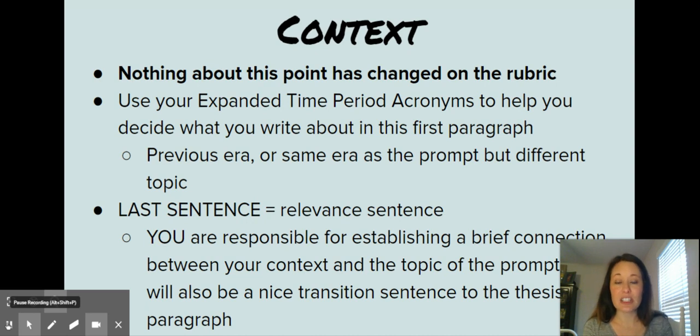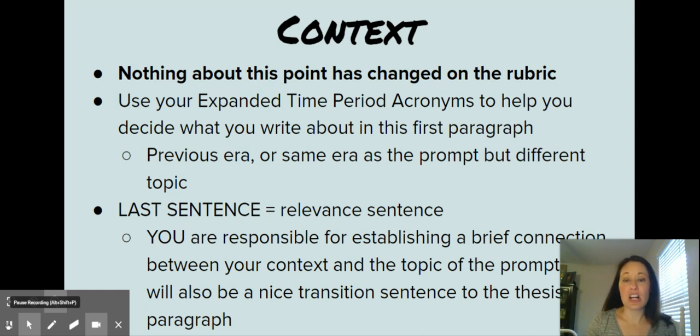I always like to look to the previous time period first. And if I absolutely can't find anything in the time period before the dates given in the prompt, then I will look and see what else happened in that era, that time period, to see if something from there could be context. But I like to go the time period before, just because then I don't have to worry that I'm accidentally bringing in something that's going to be useful later in my argument.